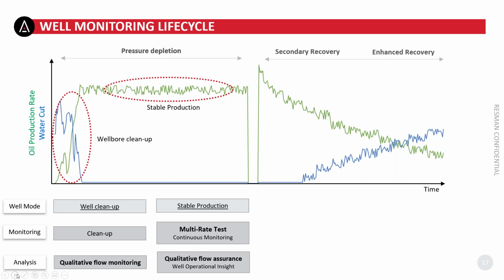Now we have a multi-rate test, which is another monitoring mode that we usually use for determining qualitatively which zones are contributing oil or water at different flow regimes or different choke settings. Through this test, we are also able to see the dynamic response of the reservoir and determine high or low pressure zones, determine possible formation damage zones, and so on.